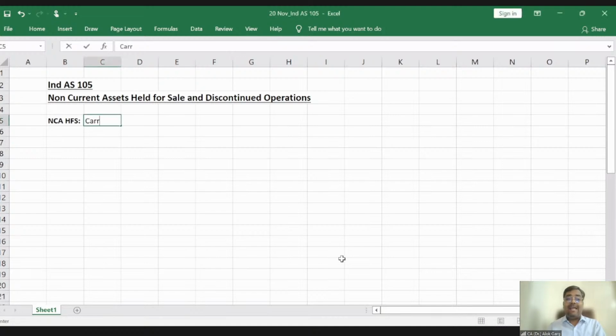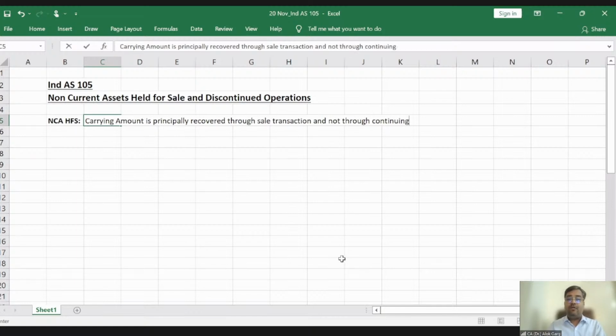It means under PPE, the carrying amount is recovered mainly through use. But here the intent is that the carrying amount is principally recovered through a sale transaction and not through continuing use, right? What does it mean?